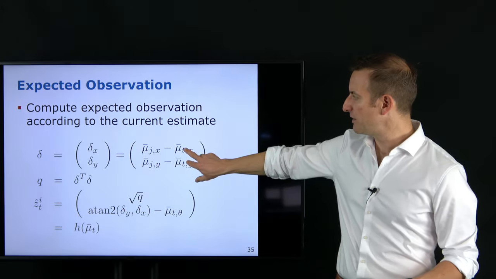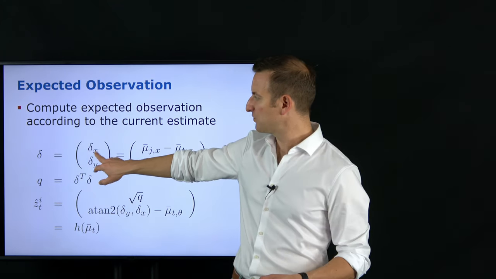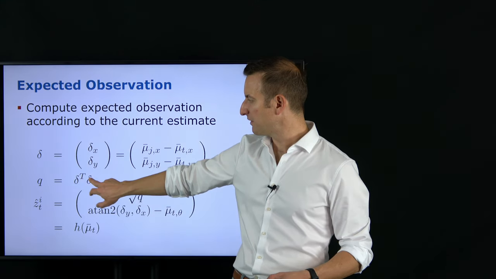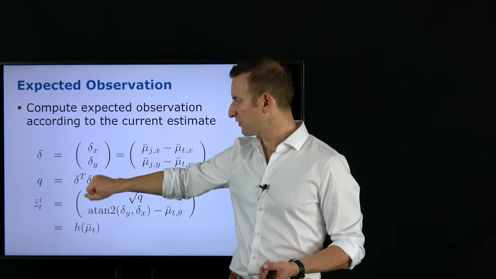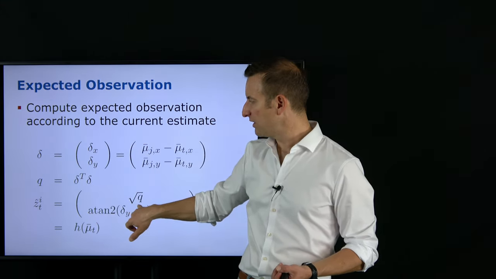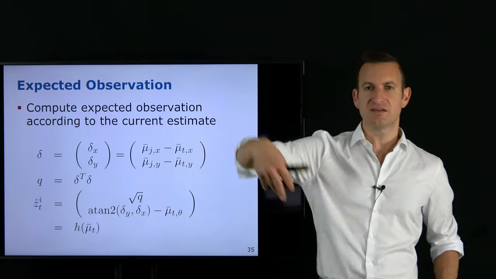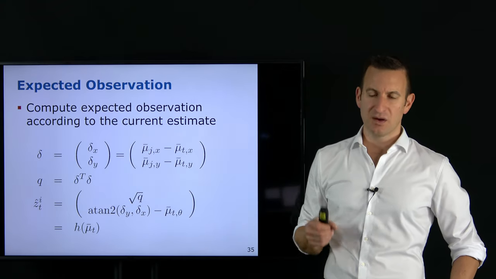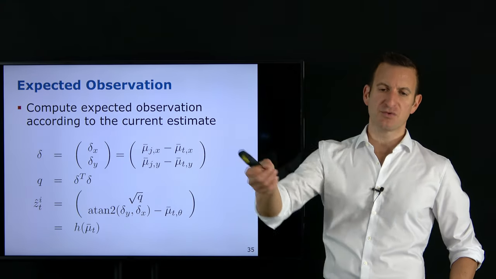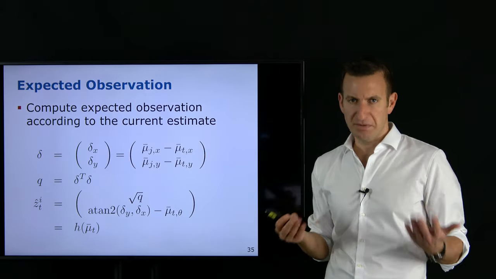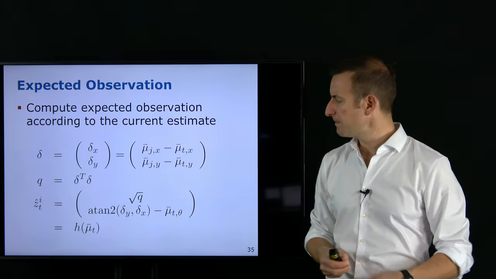So I have this two-dimensional vector, the difference in x between the landmark and the robot, the difference in y between the robot and landmark, and if I square that and take the square root, then out of that over here, it is my expected observation. So I take this q, the square root of q is the distance between the position of the robot and the position of the landmark given the current estimate, and that's what I'm predicting to observe. Based on what I know, that's what I should get.